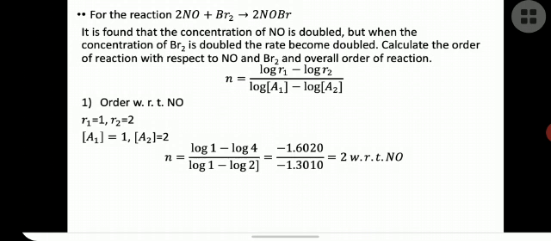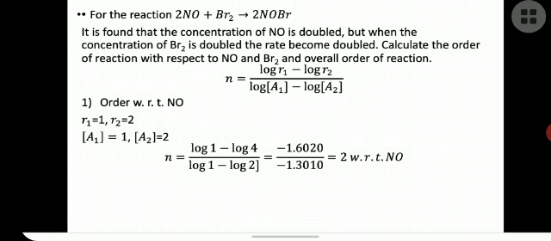Now we go to the next problem. For the reaction 2NO plus Br2 gives 2NOBr. It is found that when the concentration of NO is doubled, the rate becomes four times, and when the concentration of Br2 is doubled, the rate becomes double. Calculate the order of reaction with respect to NO and Br2 and overall order of reaction.